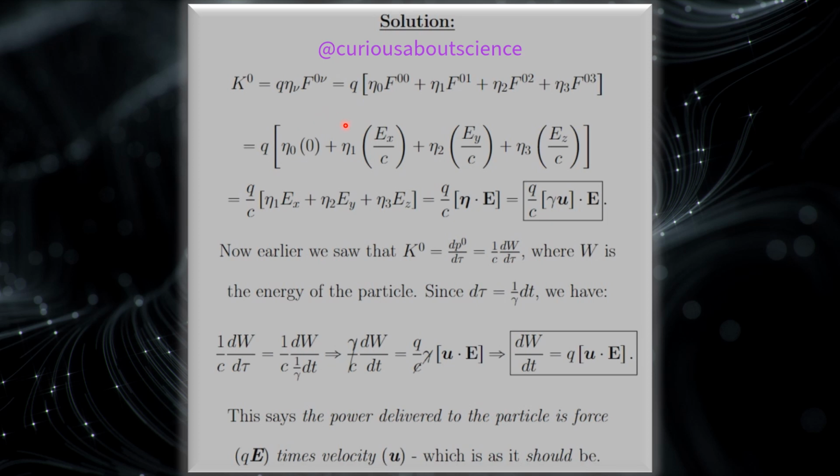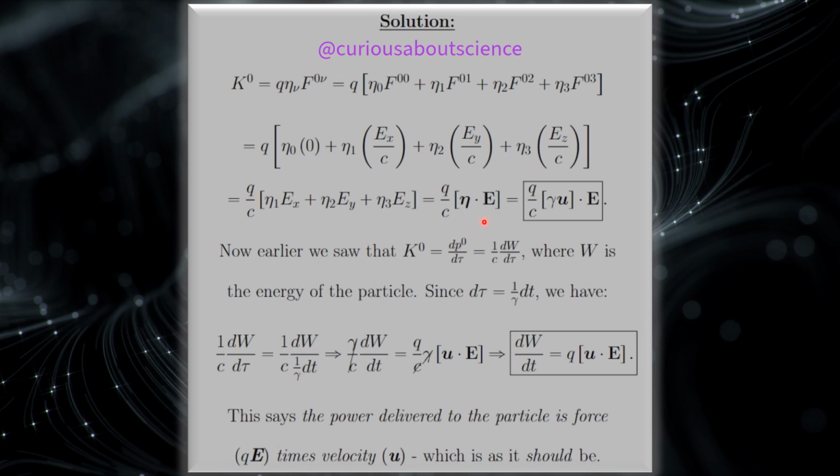But what we see here is that we have an η_1 with E_x, η_2 with E_y, and η_3 with E_z. We notice that η_3, 2, and 1 all correspond to x, y, and z too. So after we factor the c out, what we see is that this looks like a dot product between the proper velocity η and the electric field. So that's what we write it as.